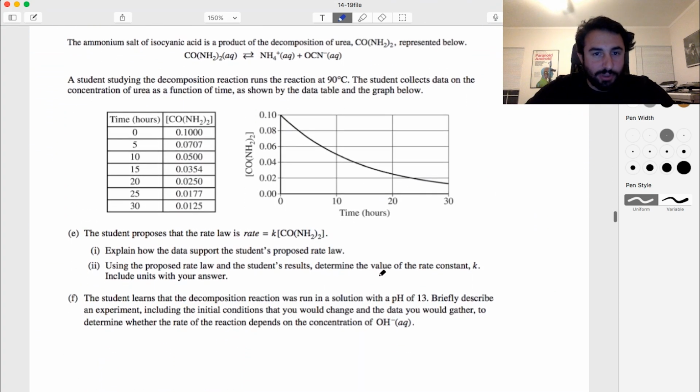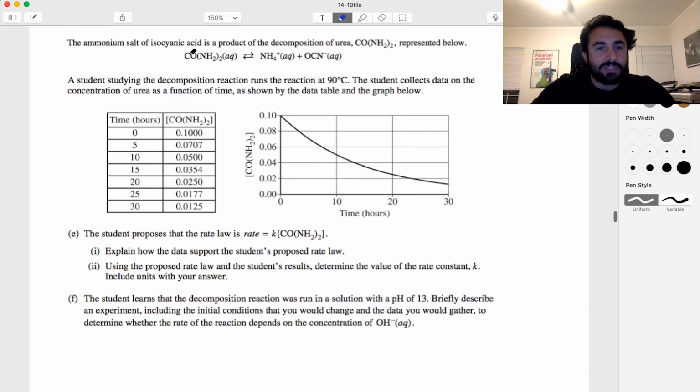Now let's look at just a little more stuff. We've got the ammonium salt of isocyanic acid, and that's the product of the decomposition of urea, represented here. A student studying the decomposition reaction runs this at 90 Celsius, and then we've got concentration of urea as a function of time. So starting out with this initial concentration, and then that is depleted over time. Time is in hours, 10, 20, 30 hours. So the student proposes that the rate law is rate equals k times urea concentration. Now, how does the data support this?